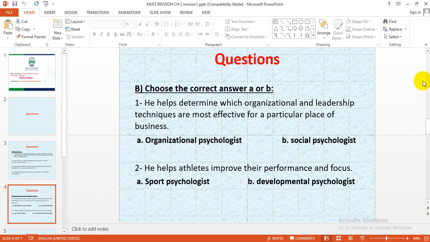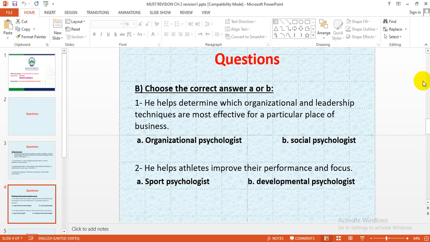Now, a different type of question. Choose the correct answer, A or B. The first statement: he helps determine which organizational and leadership techniques are most effective for a particular place of business. Organizational psychologist or school psychologist? Again, he helps determine which organizational and leadership techniques are most effective for a particular place of business.